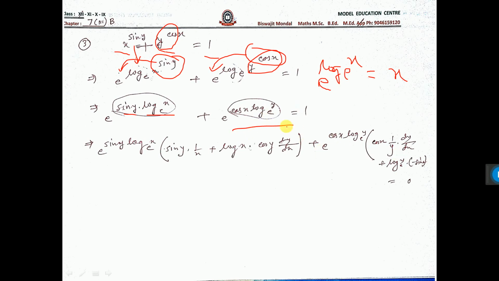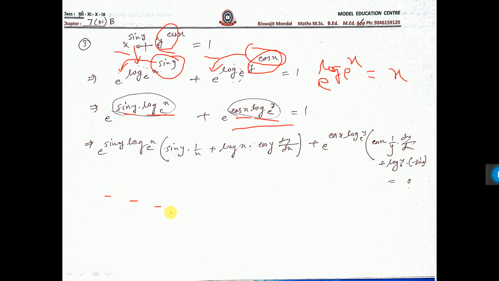Again e to the power x, that is e to the power x into the uv formula, differentiation of this one by the uv formula. So cos x into d/dx of log y is 1 by y into dy/dx, plus log y into d/dx of cos x is minus sin x, and that one differentiation is 0.